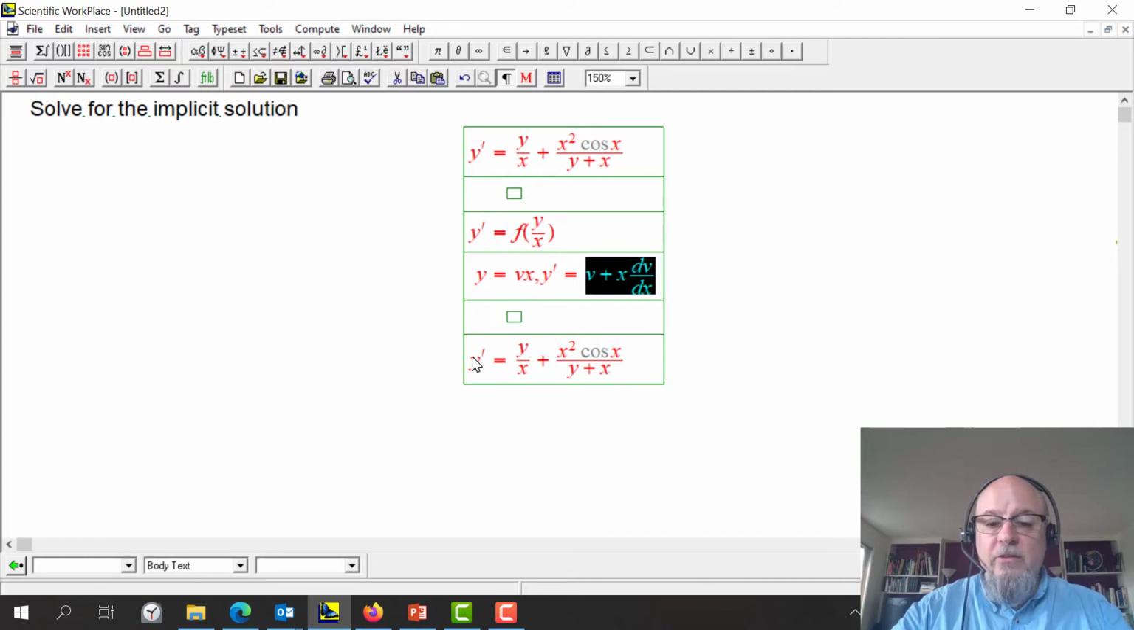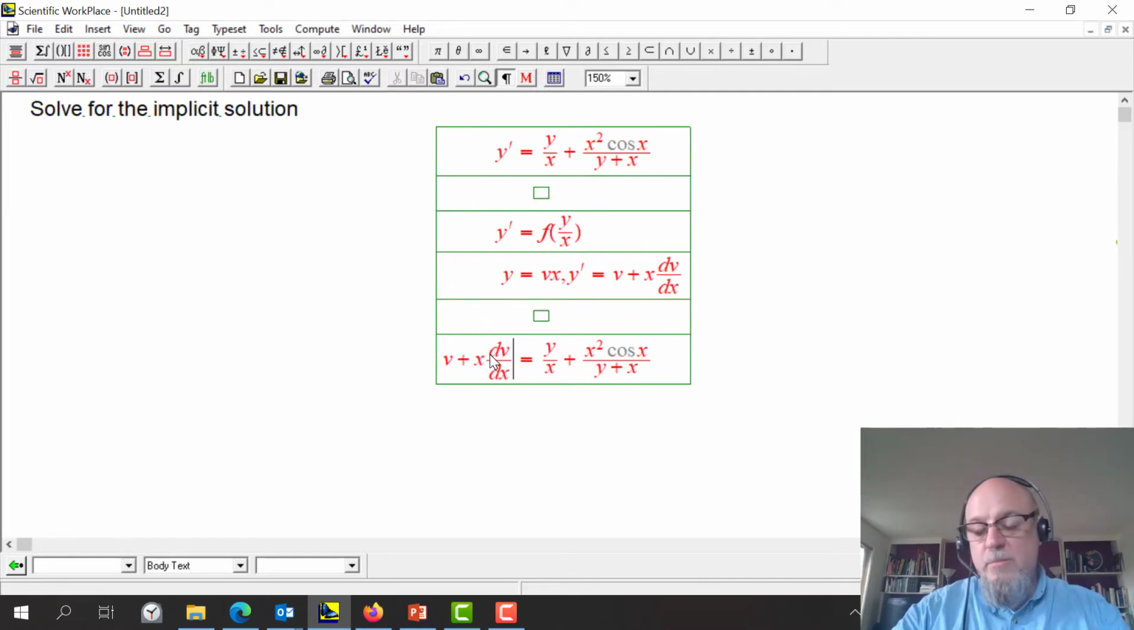What I'm really doing is I'm changing the dependent variable. Y is the dependent variable in the original equation. In my new differential equation, v will be the dependent variable. The independent variable will still be x. So I'm swapping out the y prime. Everywhere there's a y, I'm going to put a vx. So vx divided by x turns that into a v.